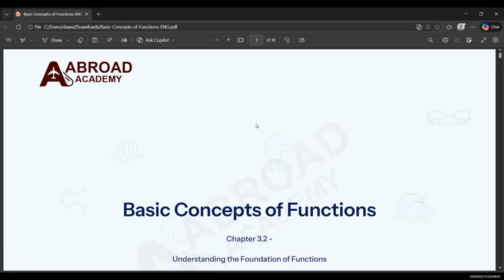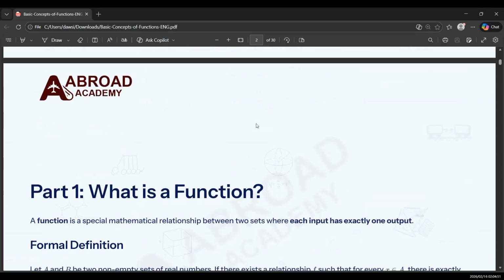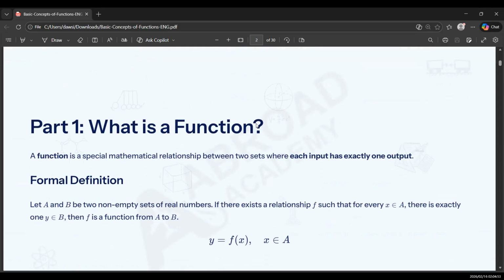Hello, my dear students. Today we will discuss basic concepts of function and understanding the foundation of function. Okay, here's what is a function. First of all, we have to understand what is a function. A function is a special mathematical relationship between two sets where each input has exactly one output.